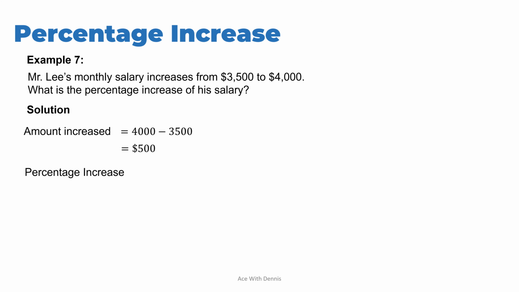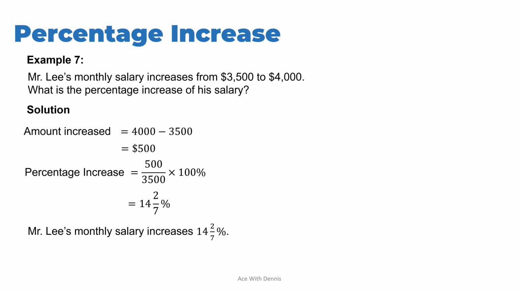And to calculate the percentage increase will be just $500 over $3,500 times 100%, because $500 is the amount increase and $3,500 will be the original value, then times 100%. So the answer will be 14 and 2 over 7%. Therefore, to answer the question, Mr. Lee's monthly salary increases 14 and 2 over 7%.